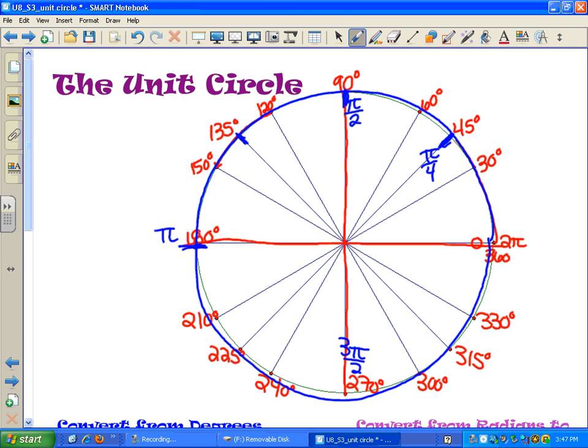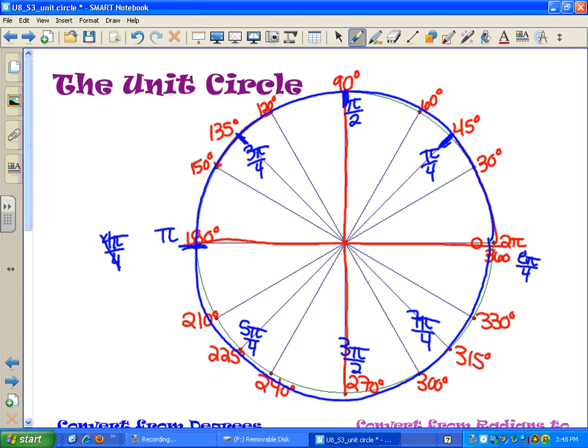90 would be 2 pi over 4, which reduces to pi over 2. 135 would be 3 pi over 4. 180 would be 4 pi over 4. And we know that with 4 pi over 4, the 4's cancel, so I just get pi, which is what I should get. 225 degrees is going to be 5 pi over 4. All I'm doing is counting. After 5 becomes 6 pi over 4, which would be 270, and that reduces to 3 pi over 2. 7 pi over 4 would be 315 degrees, and 8 pi over 4. Well, 8 divided by 4 is 2, so I get 2 pi.